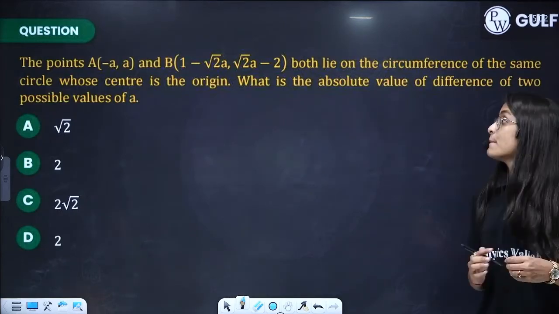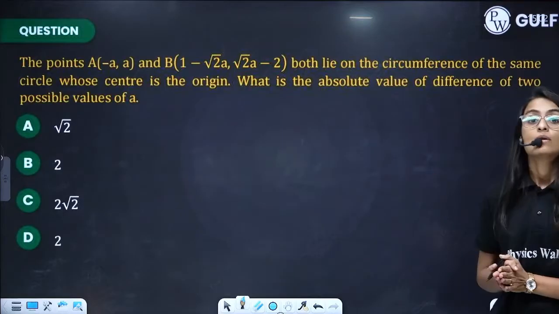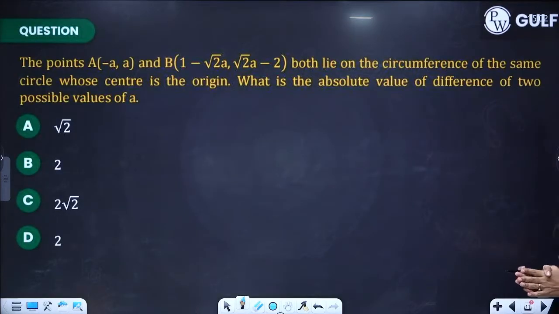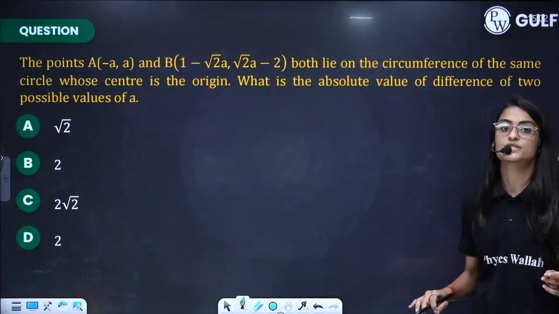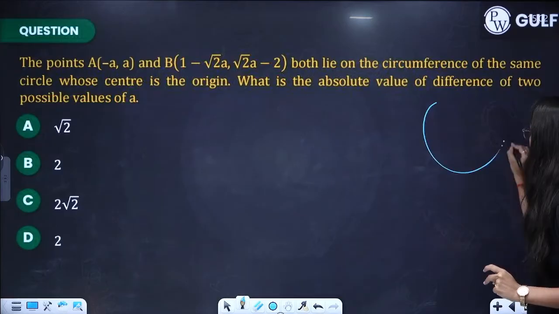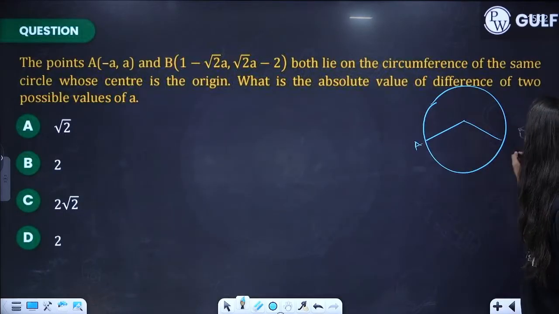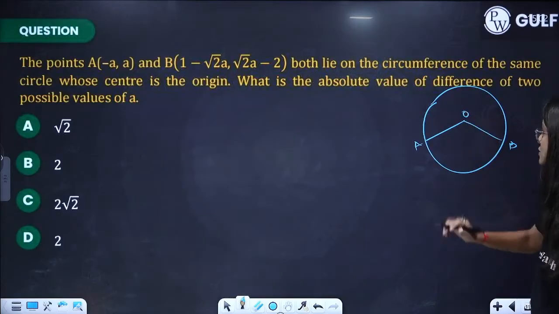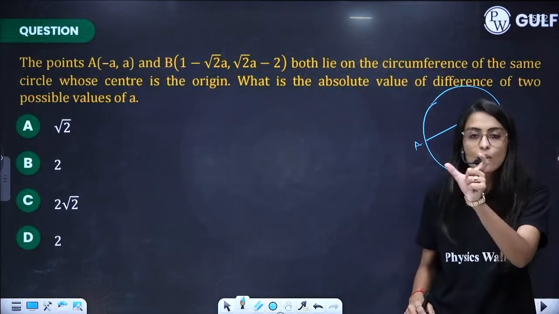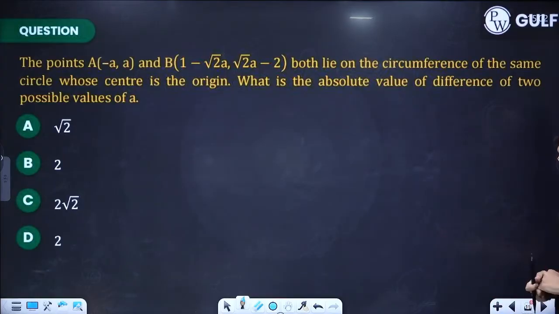The points minus A and B, 1 minus root 2A and root 2A minus 2, both lie on the circumference of the same circle whose center is the origin. That means, in this particular circle, A and B are the 2 points and the origin is the center. So in this case, AO and OB will be equal. That would be my radii, is it? So what's the absolute value of the difference of two possible values?